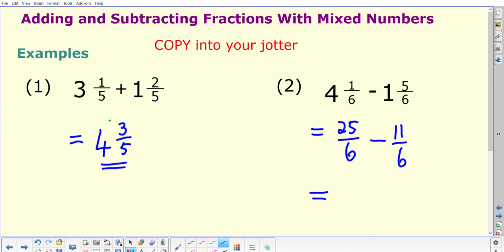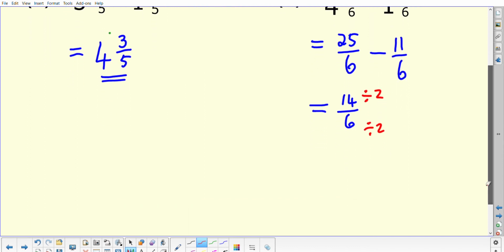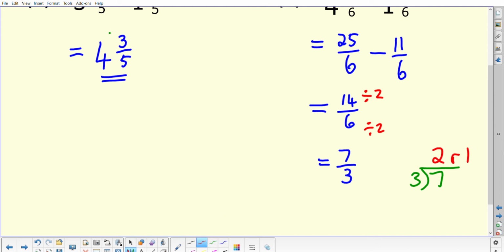Now that the fractions have both got the same denominators, you can now just subtract and do 25 take away 11 is 14 over 6. As with all of these, we need you to know to make your fractions as simple as possible. So we'll be looking for what can we divide into the top and the bottom. And here we can divide by 2. That allows us to write down that our fraction would become 7 over 3. That is still a top-heavy fraction, so I'd be looking for you to change that into a mixed number. And the way to do that is you do the 3 goes into 7, 2 times, remainder 1. That tells you how many whole pieces you can make.